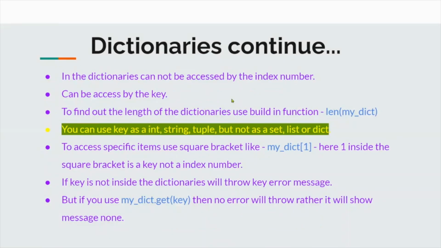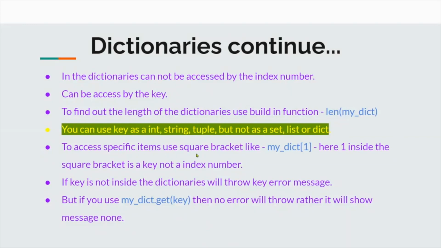Another thing: you cannot access items by the index number the way we did with a list. Here we cannot access by index number, but we can access by the key. But if the key does not exist, it will throw an error message. But if you use the built-in function get on the dictionary, mydict.get, and you put the key number, if it's not available it will return None. If you want to find the length of the dictionary, use the built-in function len with the name of the dictionary, and it will tell you how large it is. And here I highlight that we can use the key as an int, string, or tuple, but not as a set, list, or dictionary.